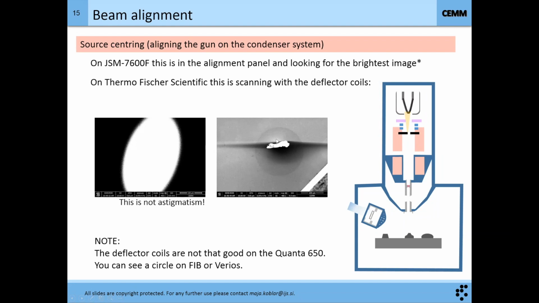And this is a sample that was contaminated. So you could see it should be round, but because of the deflector coils, it looks like an egg. Again, the deflector coils are not good. You will see a circle on the FIB or various other instruments.